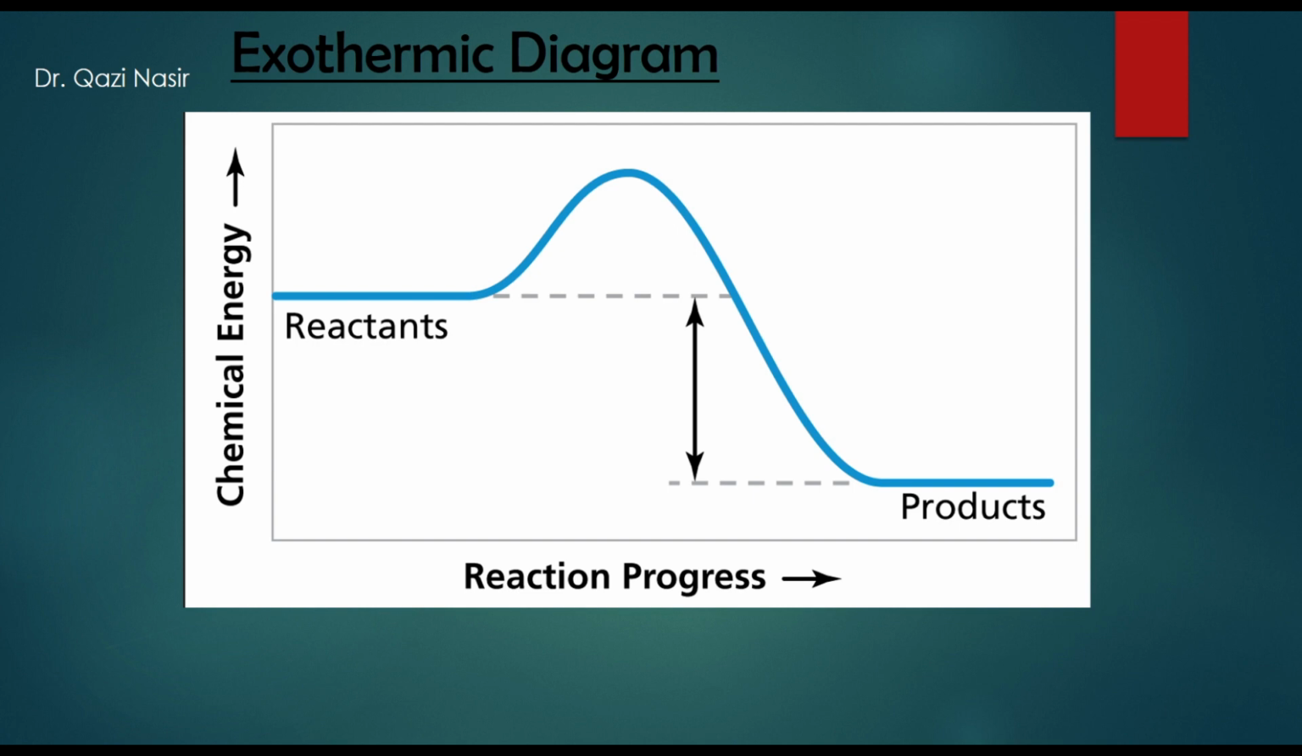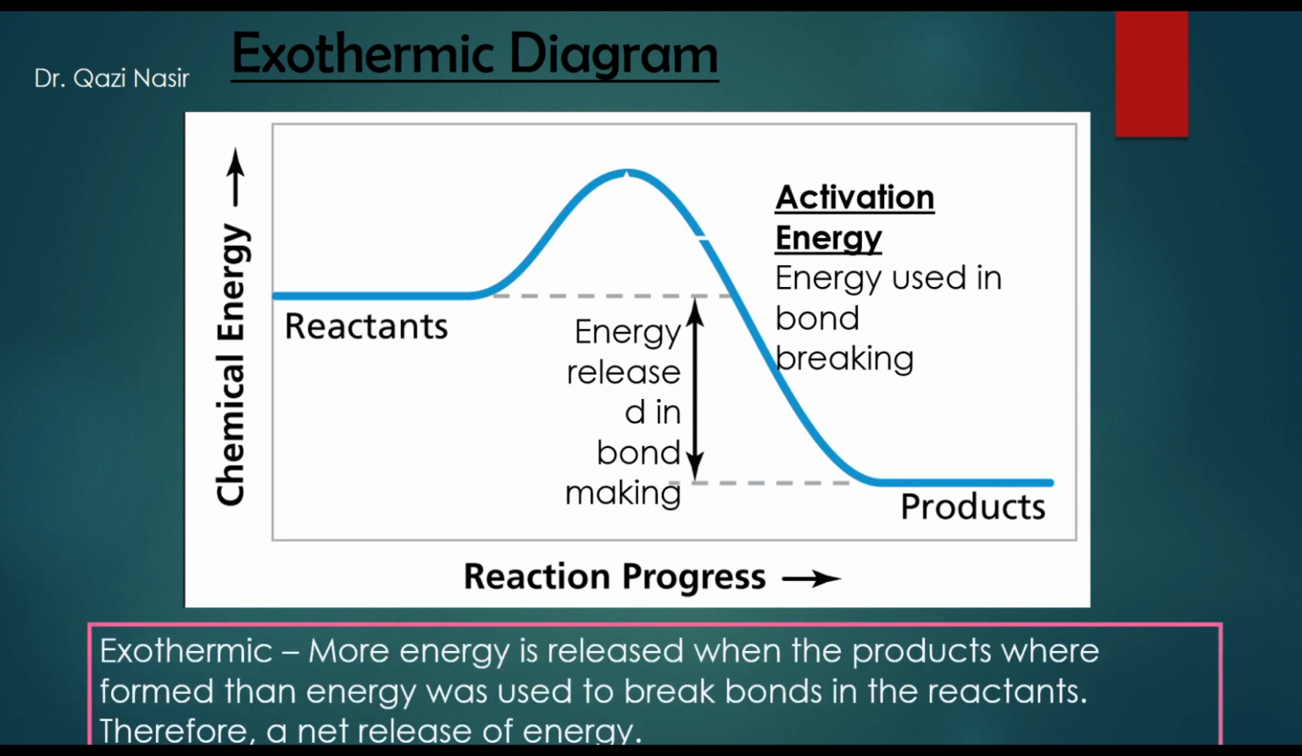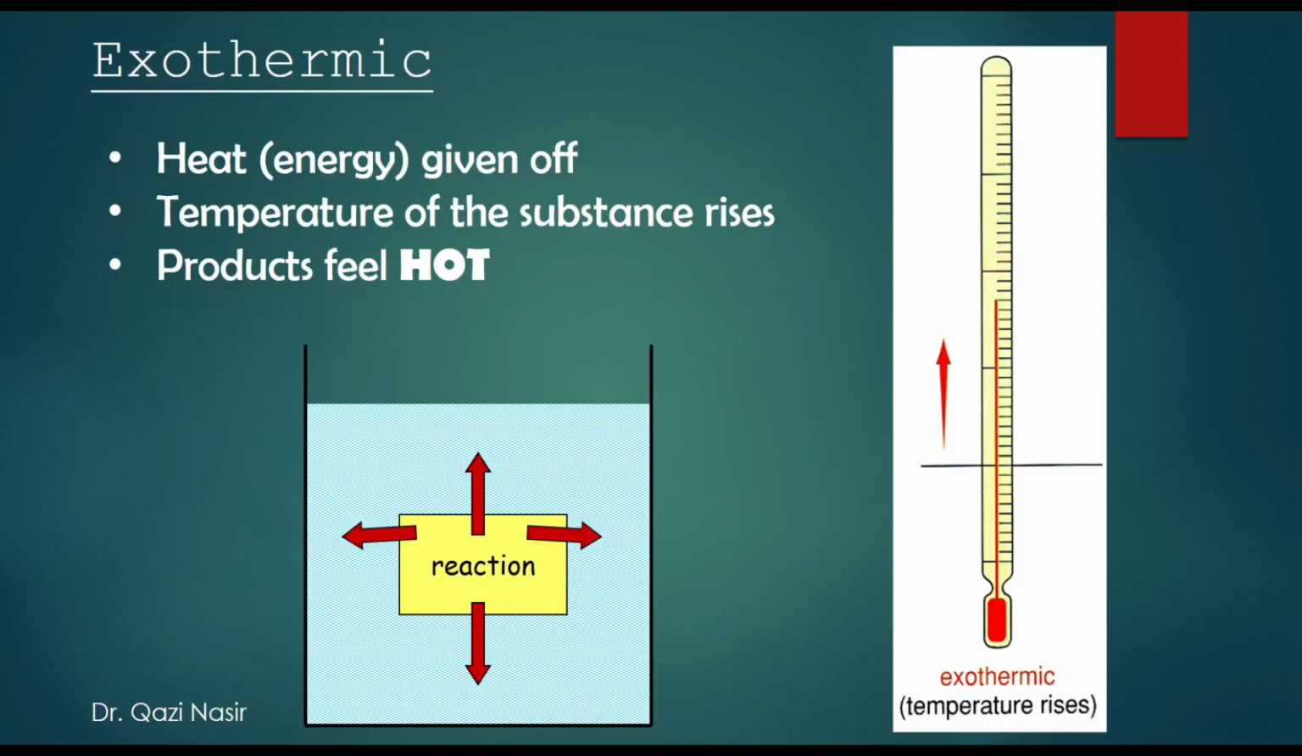In exothermic diagrams, you can see from here the activation energy is used in bond making, and this difference shows the energy released in the bond making. So what is exothermic? In exothermic reactions, more energy is released when the products are formed than the energy used to break bonds in the reactants. Therefore, a net release of energy is shown here. In this context, heat energy is given off, the temperature of the substance rises, and you will feel the product is very hot.